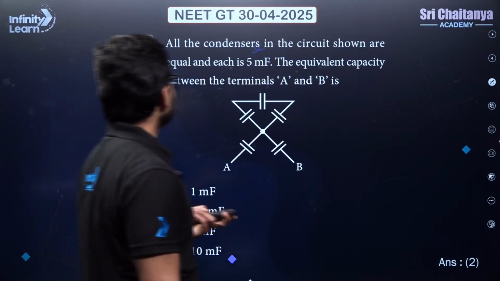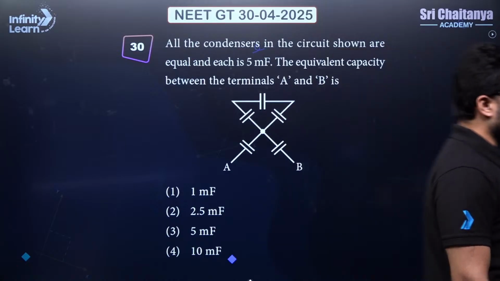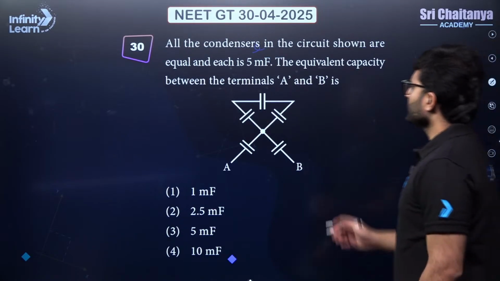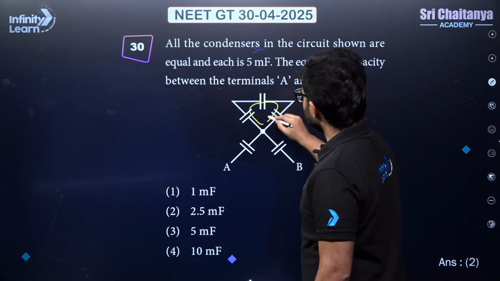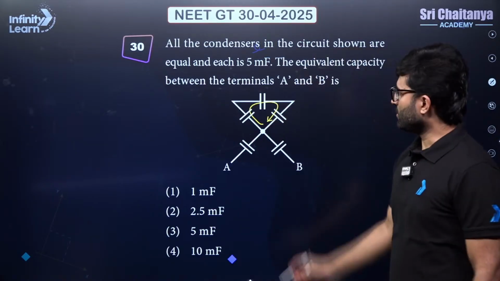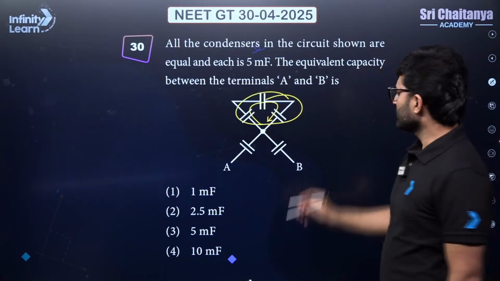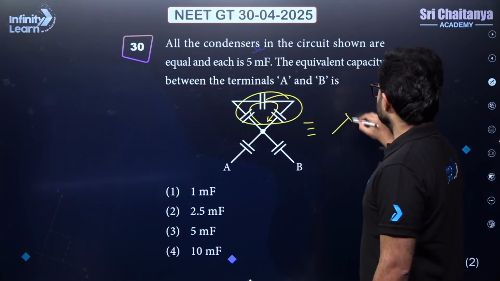All of the condensers in the circuit shown are equal and each is 5 millifarad, okay? The equivalent capacity of the terminals is. So you can see that this whole part is useless. Why is it useless? Because the starting and end are the same. So this is short circuited. So you can remove this. This is equivalent to a simple circuit like this.